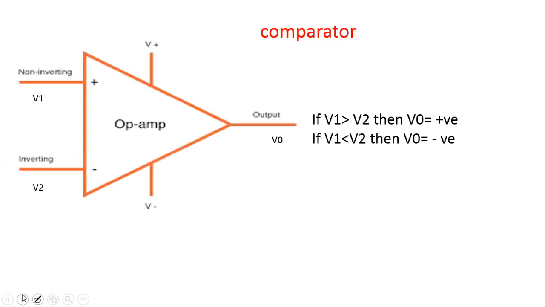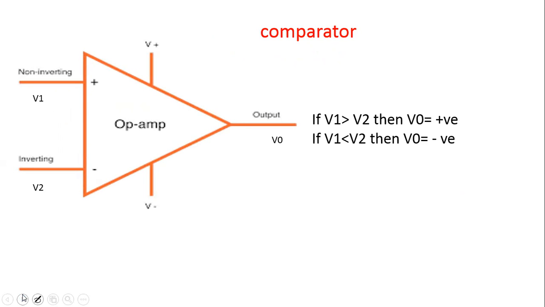Good morning, friends. Today we will discuss a comparator and the analog to digital converter, that is ADC. Okay, then we'll go to the comparator. A comparator means comparing two analog signals or digital signals.